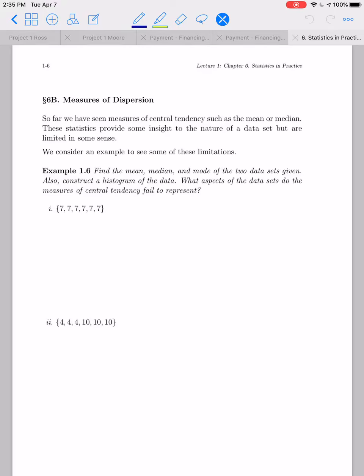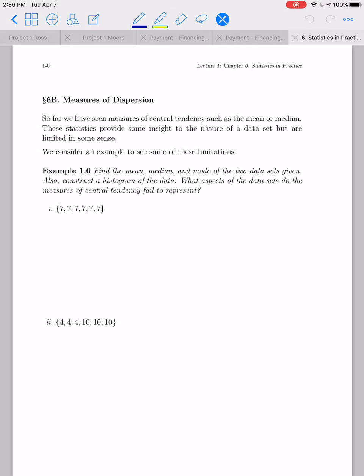So 6b is measures of dispersion, and this is a measurement of how spread out data items might be versus the measurements of central tendency, which tell you where the centers or where data tends to clump. To demonstrate the limitations of just measuring centrality, let's look at the example we've got below.